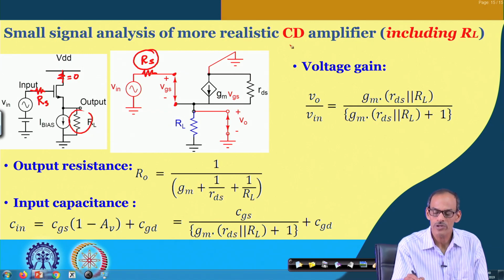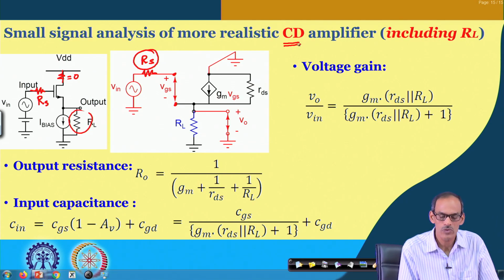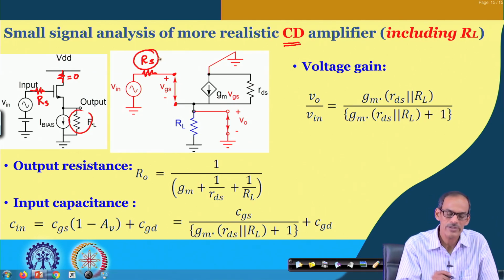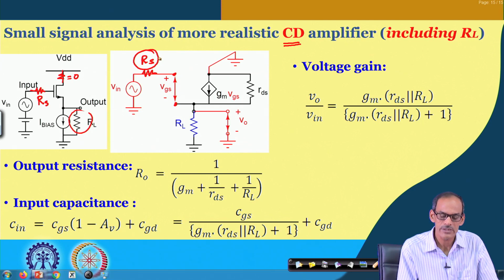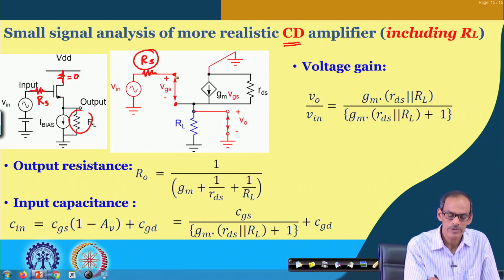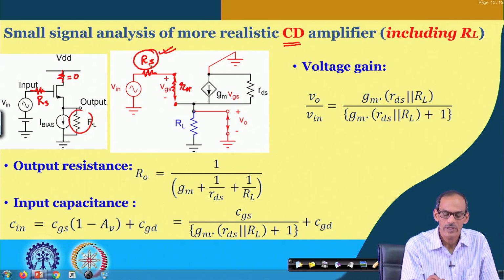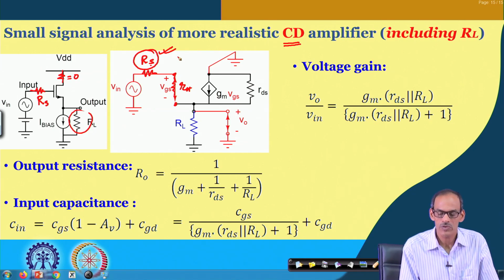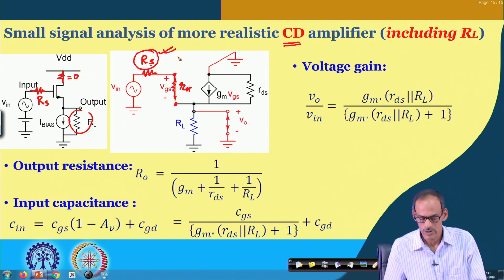So, for common drain stage, we need not consider this case, because we know that whether we consider R s or not, its impact is not there. However, if I consider say common collector stage, obviously there will be the corresponding element here called R pi. So, in case we consider R s, then we need to analyze its effect, particularly for common collector stage.